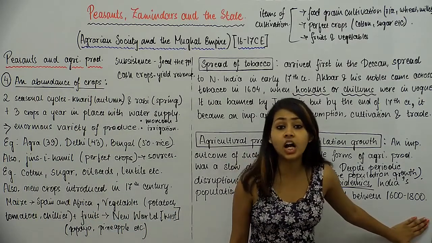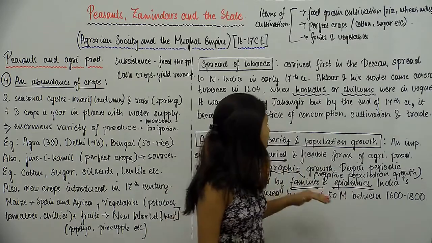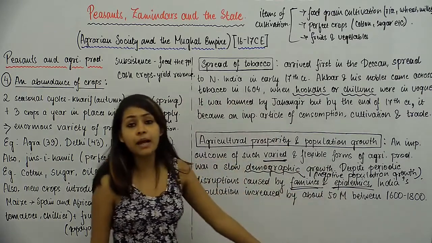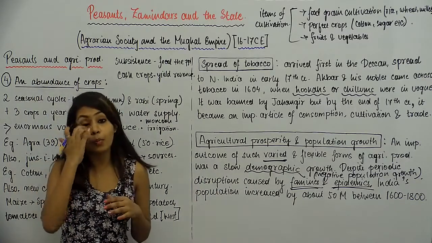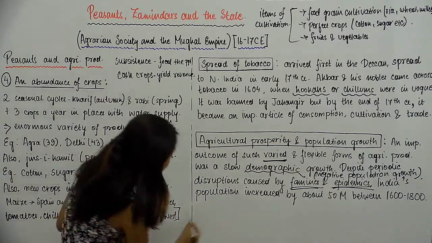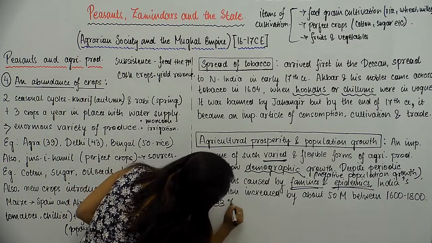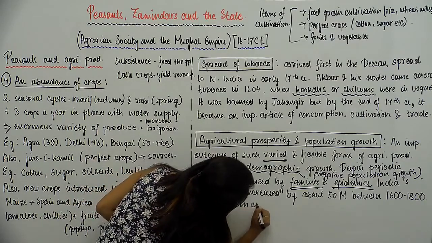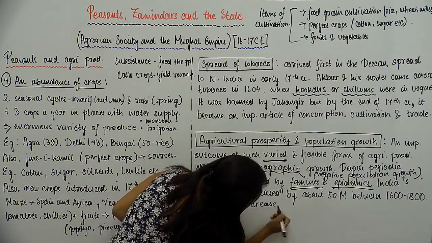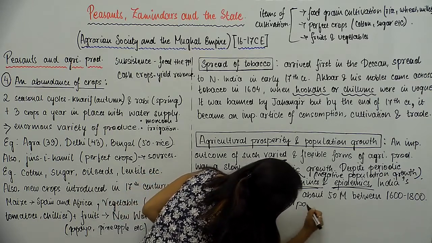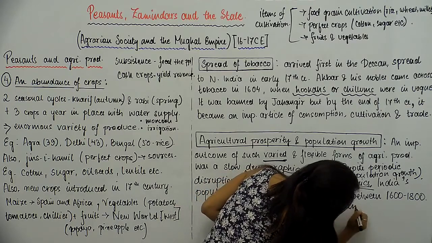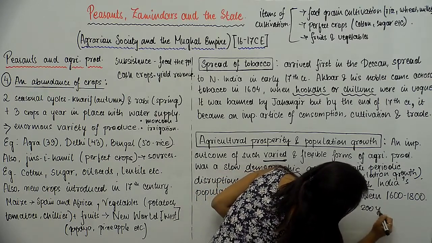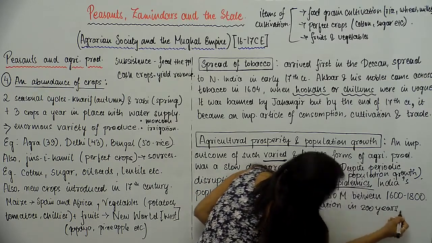1600 से 1800 के बीच में, मतलब 200 साल में the population increased by 50 million, मतलब 50 million increase हुई है population की, and this would amount to a 33% increase in population. So a 33% increase in population in 200 years, between 1600 and 1800, that's 200 years.